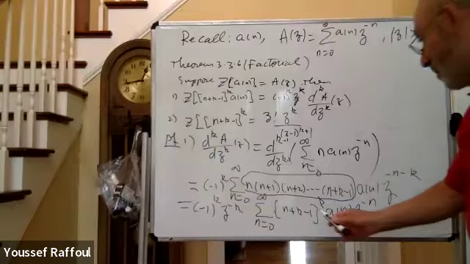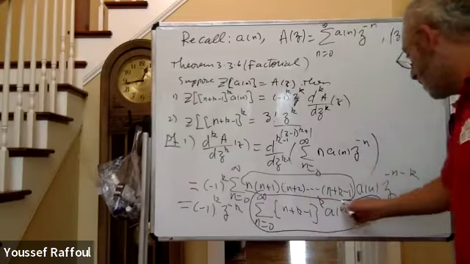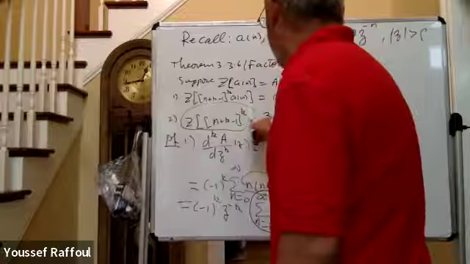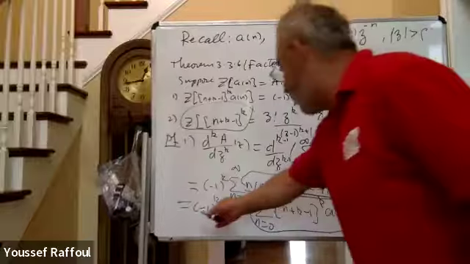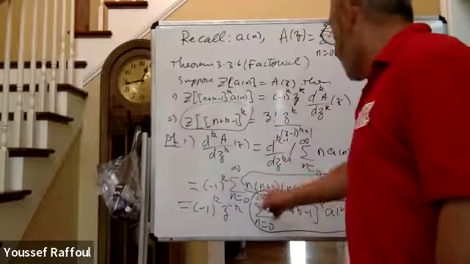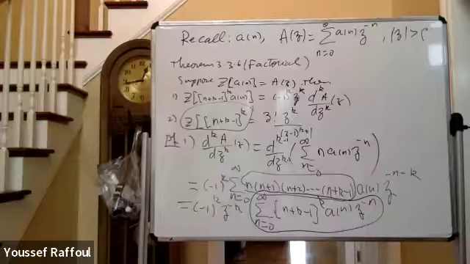Again, this one here is this one. So what you need to do is divide both sides by (-1)^k z^(-k), and you will get that one.